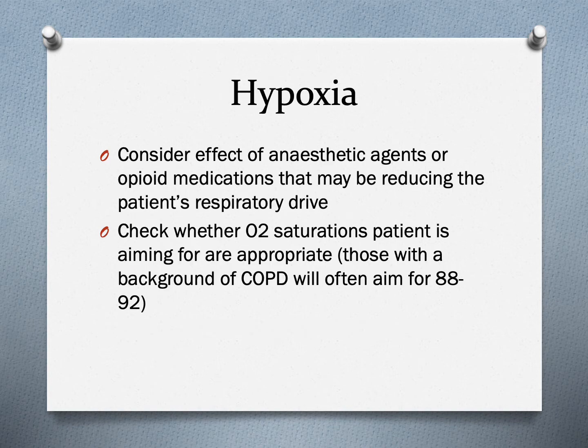Hypoxia has a number of different causes. Just some things that I think you should be aware of for surgical patients is that they're likely to be on anaesthetic agents or opioid medications, and these might reduce the patient's respiratory drive. And also you should see whether the O2 saturations that we're aiming for are actually appropriate for the patient. A lot of patients in hospital do have COPD, and for these patients that retain CO2, we usually aim for saturations of 88 to 92%. So just make sure that the saturations that we're aiming for are actually appropriate for the patient.